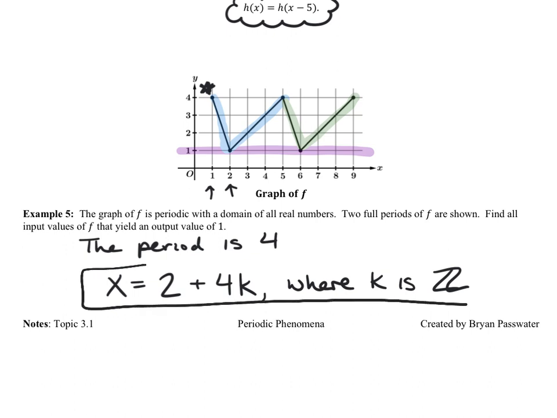Okay, if we were to change this problem and I asked you not the output value of 1, but the output value of 4, how would that change one of the numbers here? 2 would go to 1 because the first time I see the value of 4 is at the x value of 1, the beginning of my period, which happens to be starting at 1.